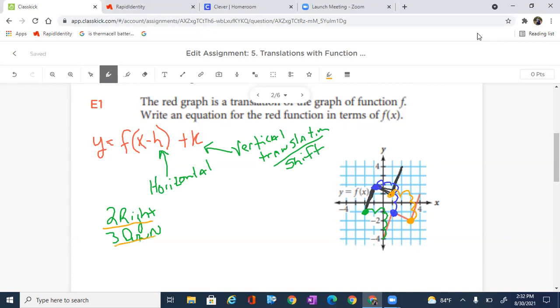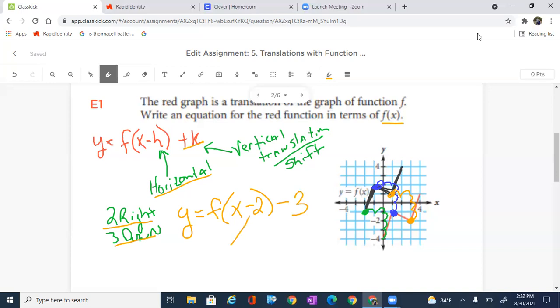So how do we write that? Well, we know we're talking about f of x, so we simply write y equals f of x, and we look for the horizontal. The horizontal is h, so I just say minus 2, and then 3 down. So I put right here, 3 down, so I put minus 3.